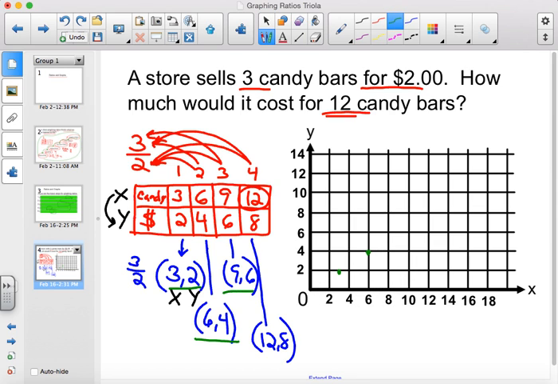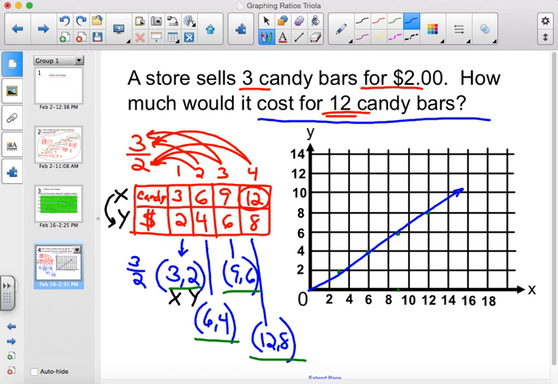Then our next ordered pair, based on the equivalent ratios, would be 9, 6. So 9 is in the middle of 8 and 10, and we go up to 6. Then we have our last ordered pair of 12, 8. So we come over to 12, and we go up to 8. And at this point, you can see that we definitely have a linear pattern there. And so we have just graphed our ratio.